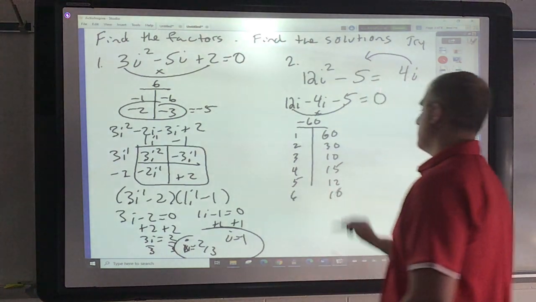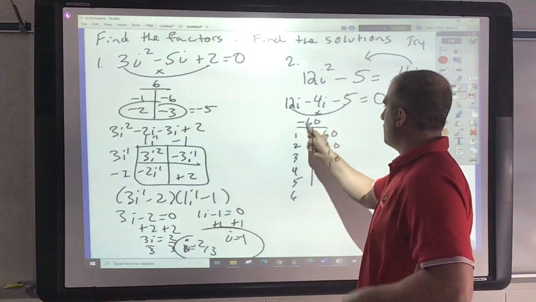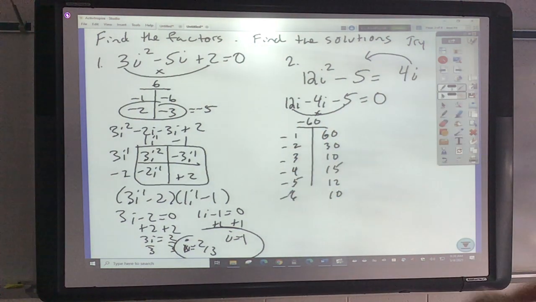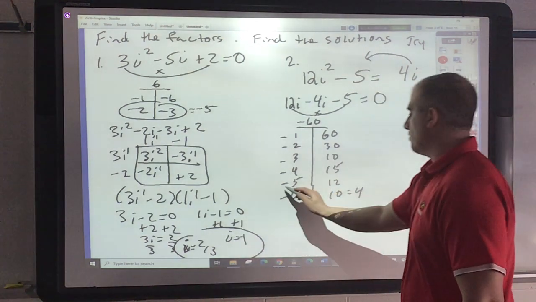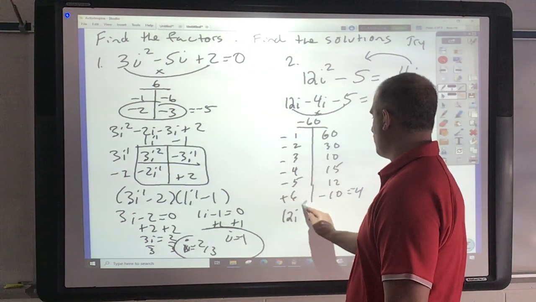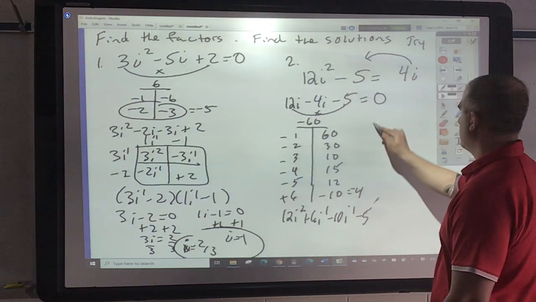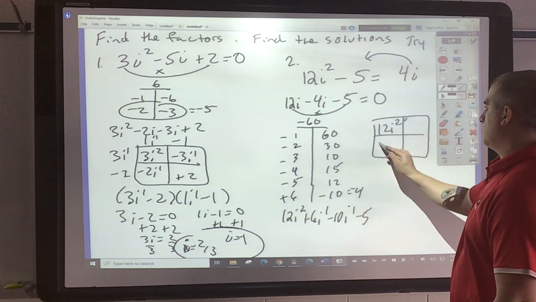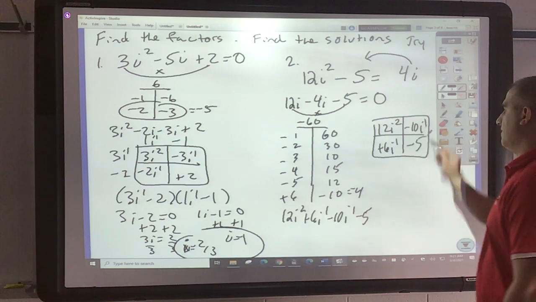6 and 10. Okay, now since I see a minus and only this is here, it's going to be one side being negative. Okay, I'm looking for the set that adds up to negative 4. This set is close. It adds up to positive 4, so I'm just going to switch those to make it work. So what that's going to be is 12i squared now, 6i to the first minus 10i to the first minus 5. Okay, so 12i squared plus 6i to the first minus 10i to the first minus 5.